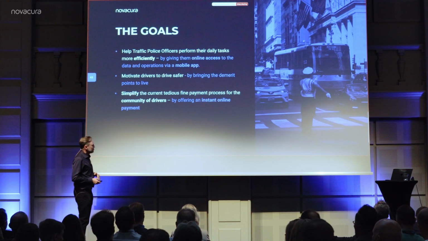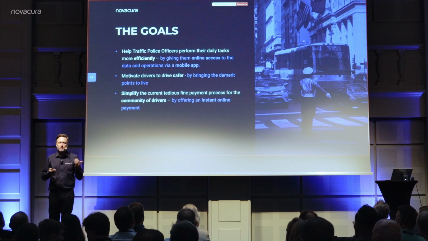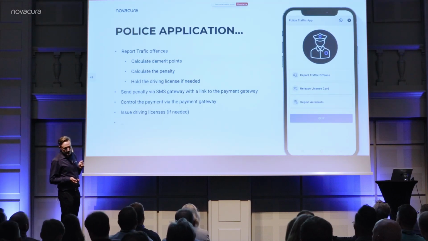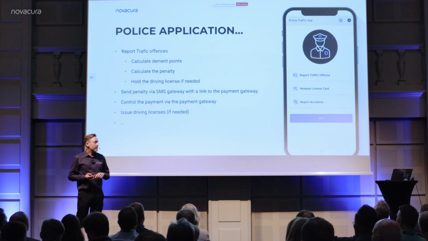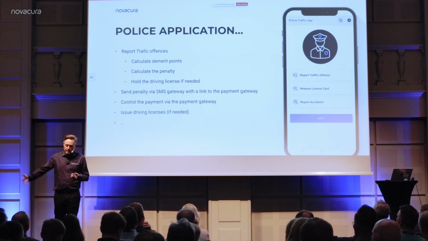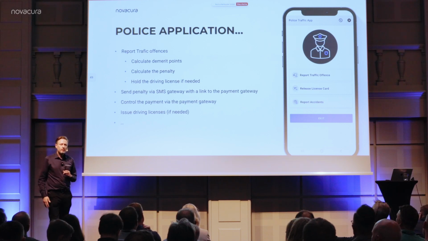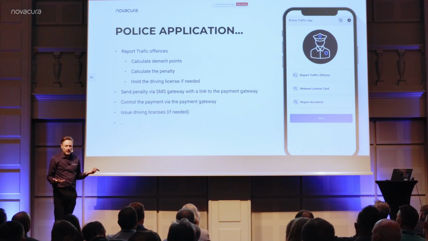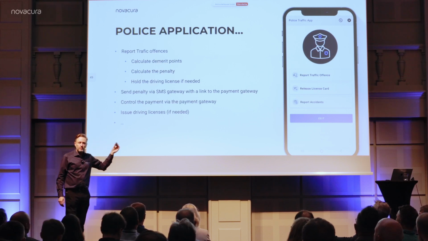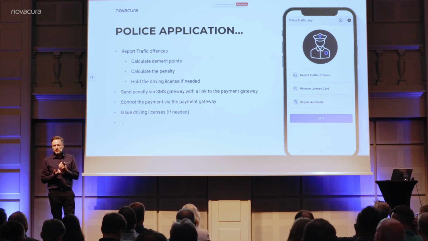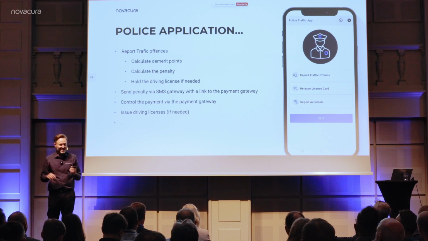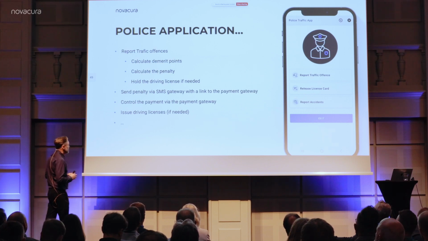Set the penalties for the drivers who maybe drive too fast, and the application should help them do the following thing. So they first select the type of offense that the driver did. The application calculates the number of demerit points that will be added to their account, because if you overreach the maximal number, the application will tell you that the driving license should be kept by the police officer. But obviously, if you still have some limits, the application will calculate the penalty.